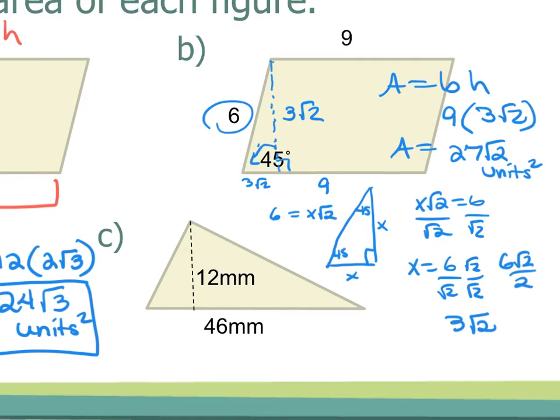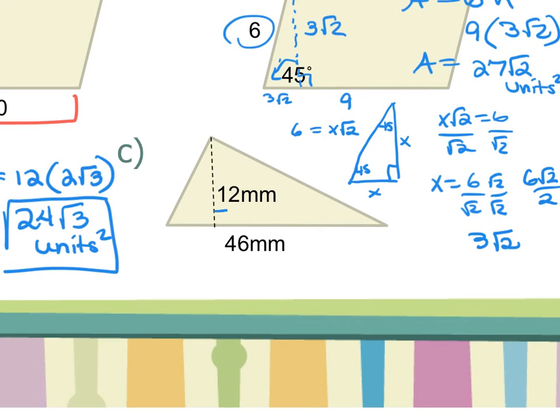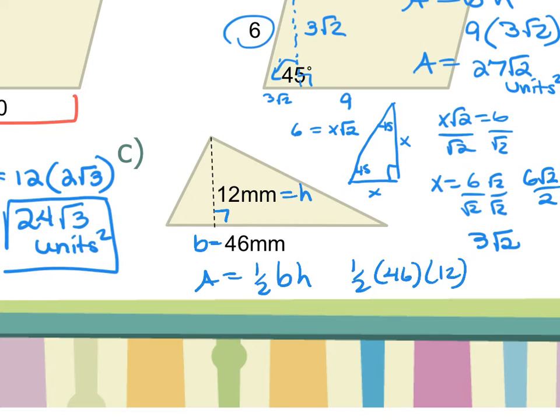So for the triangle, notice I have my base and height. So this is the base, this is the height. So all I need to do is 1/2 BH. So 1/2 times 46 times 12. I can take half of 46 and make it 23. And then 23 times 12 gives me 276. And these are millimeters squared.